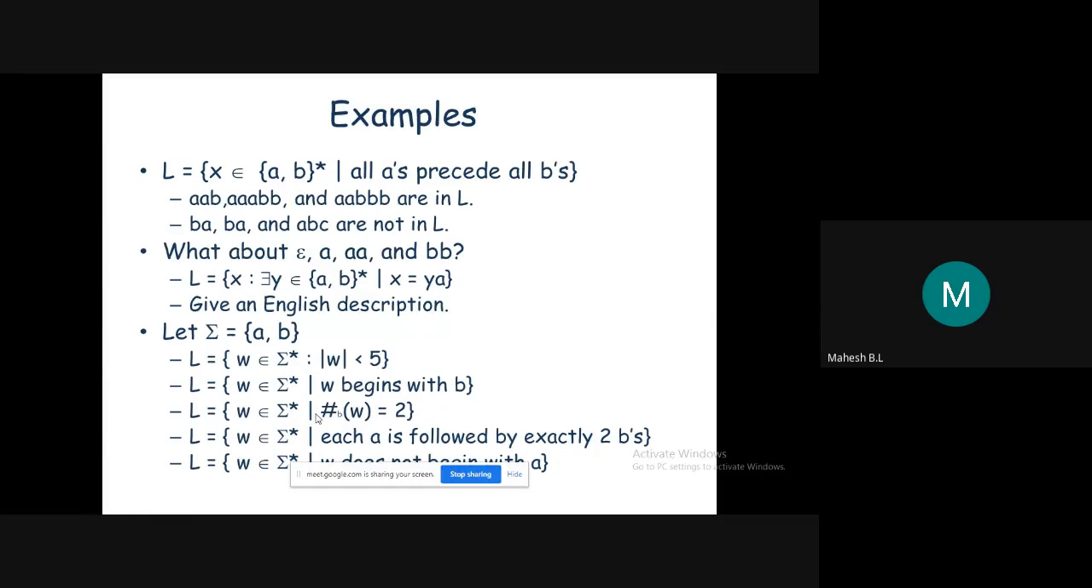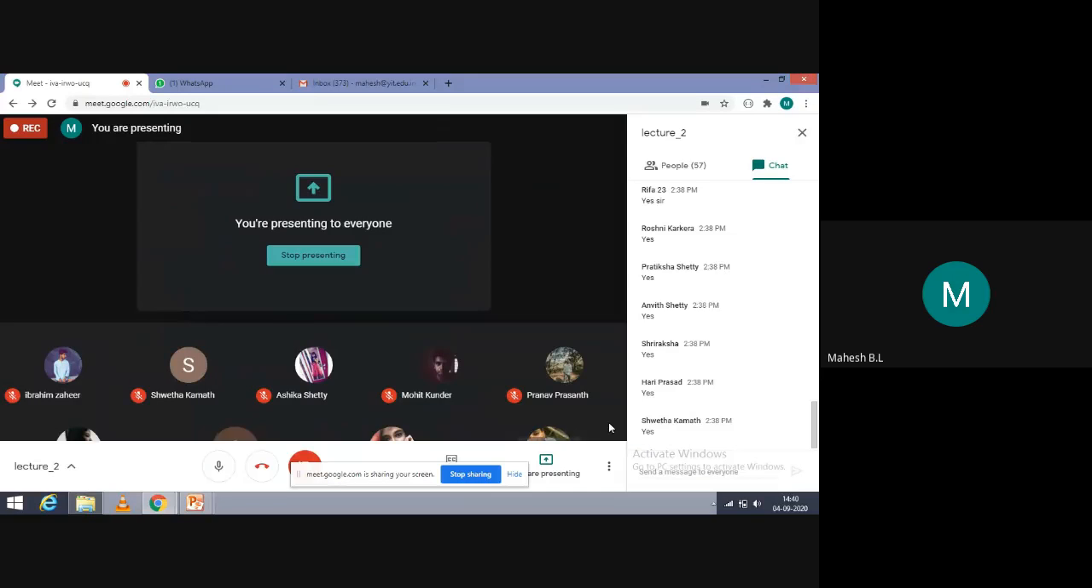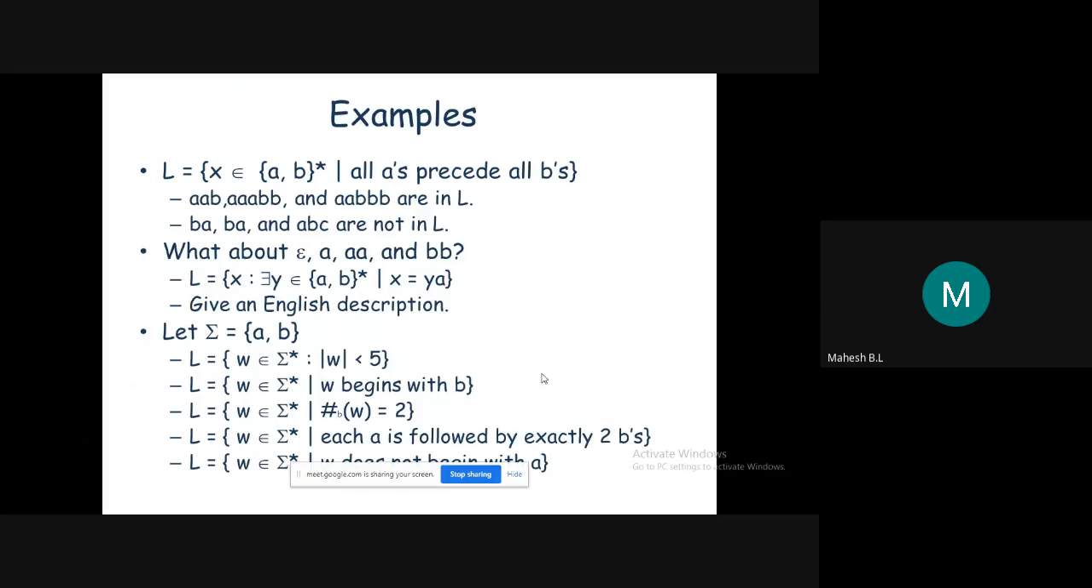Now, let's go to the third example. W belongs to sigma star, cardinality of W less than 5. Whether epsilon belongs to L.